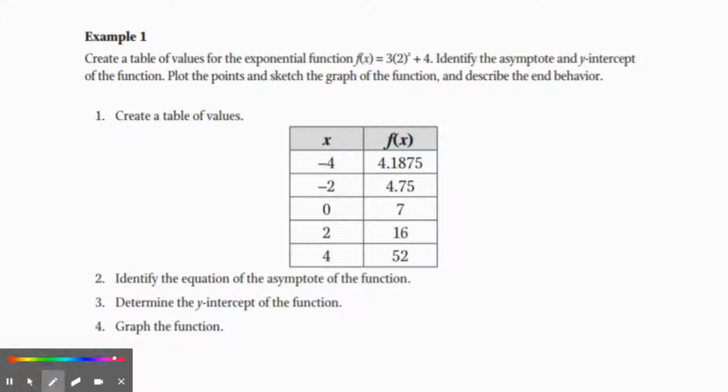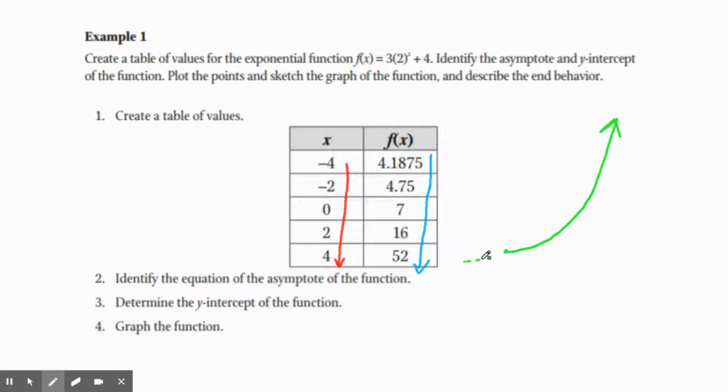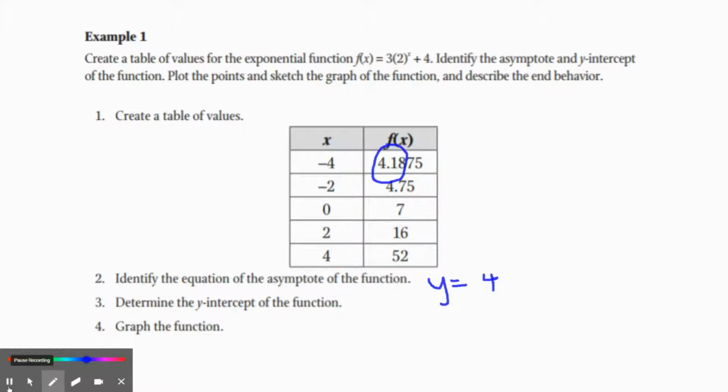Take a look at what's going on in this particular table. The x's start at -4 and go to +4 pretty steadily. But what's happening to the y values? Look how quickly they are increasing. So there's probably an asymptote at 4, because notice how it gets closer and closer to 4 as x approaches -infinity. So the equation for the asymptote for this particular exponential function is y equals 4.